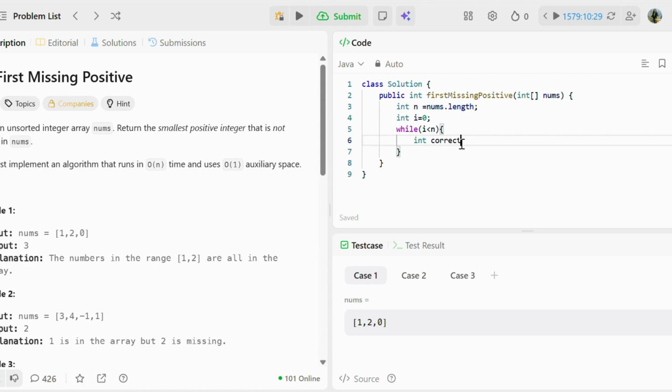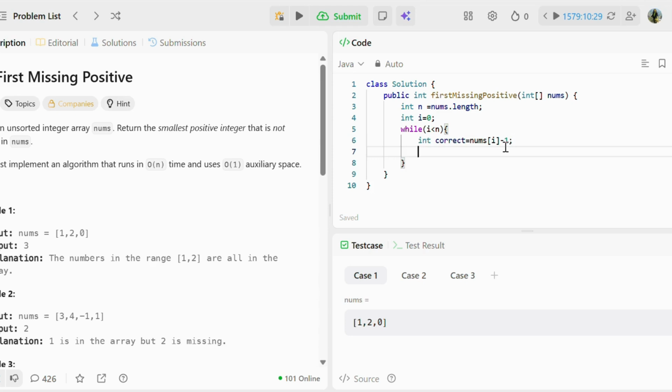Int correct, let's name it correct only. So let's find our correct index. So what will be the correct index? nums of I minus 1, right? So now we have to check our conditions and then swap it. Okay. So what are our conditions? Firstly, we have to check that nums of I should be greater than 0, means it is non-negative. Okay.